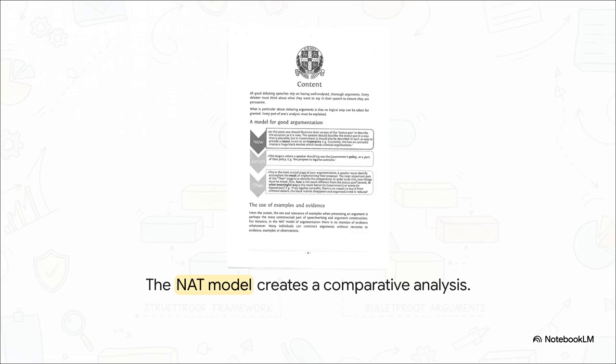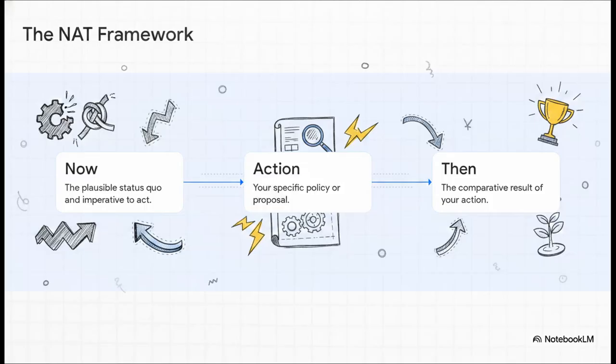It forces you to move logically from the current situation directly to your proposed intervention and finally to the resulting future. It's incredibly persuasive because it builds a powerful imperative for change. NAT simply stands for now, action, then. Step 1 is now, the status quo. But you don't just describe the present. You must describe it in a way that provides a pressing reason, a real imperative to act.